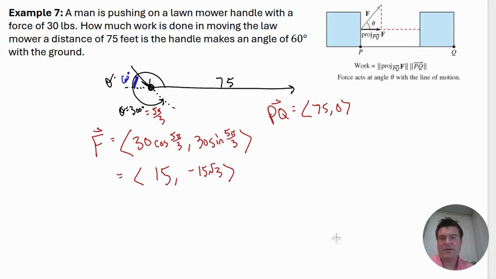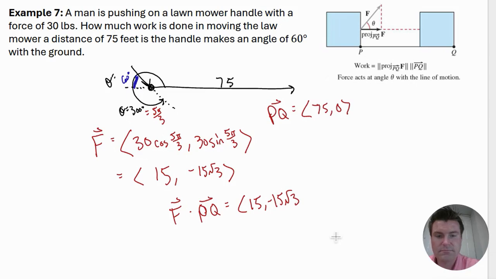And that's F. And then when I do F dot PQ, I'm going to get (15, -15 root 3) dot (75, 0). So it's really just 75 times 15, which I am getting 1,125, and that's actually foot-pounds, because F is pounds and PQ is feet, so that's foot-pounds.